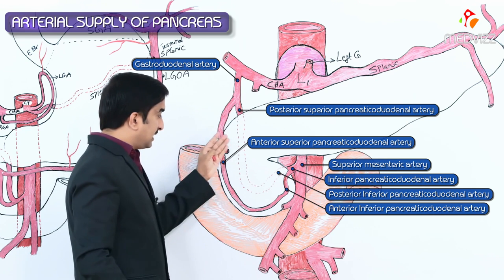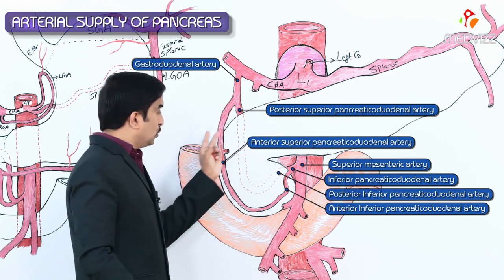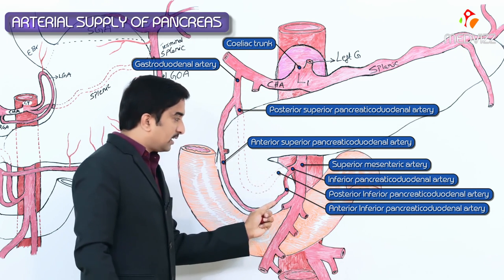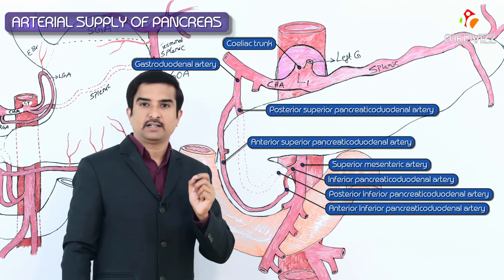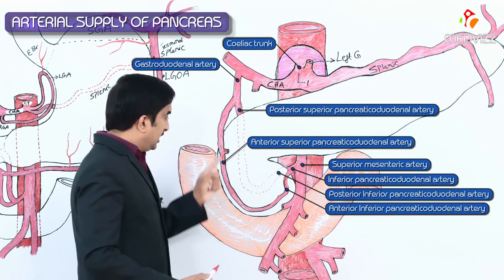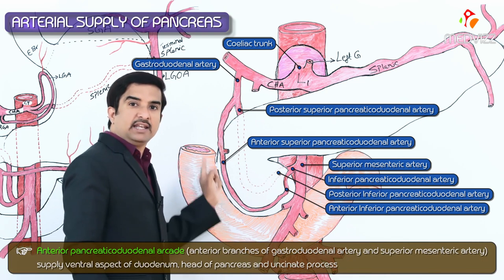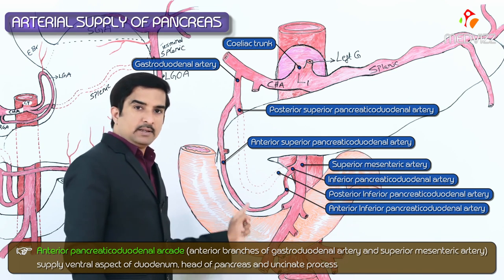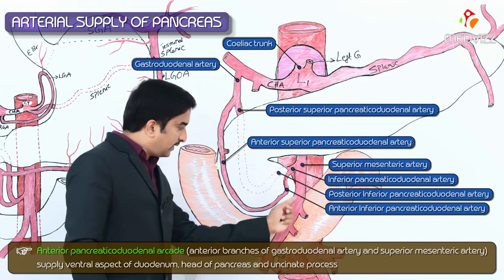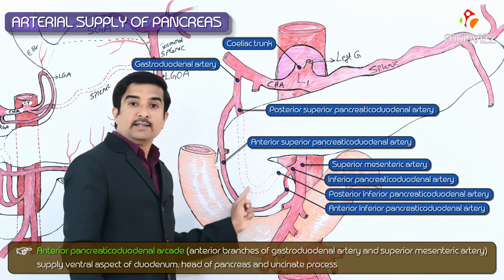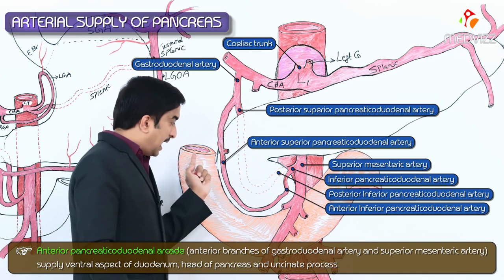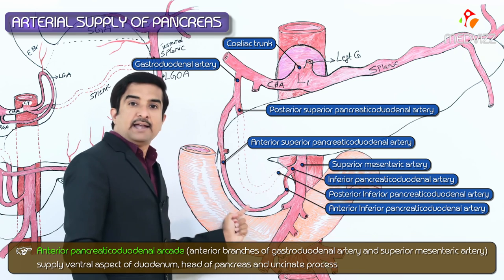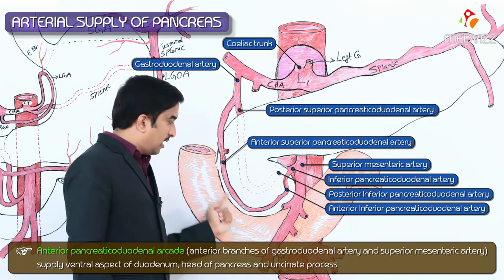artery. So that is the reason I said there are four arteries. Two come from the celiac trunk by means of the gastroduodenal artery and two come from the superior mesenteric artery. These two anterior arteries supply the ventral aspect of the duodenum and pancreatic head, as well as the uncinate process of the pancreas, and join to form the anterior pancreaticoduodenal arcade.